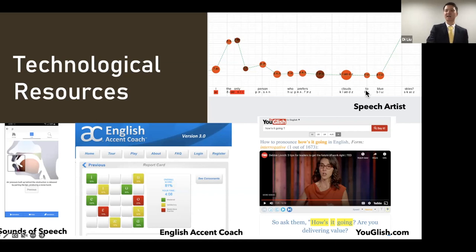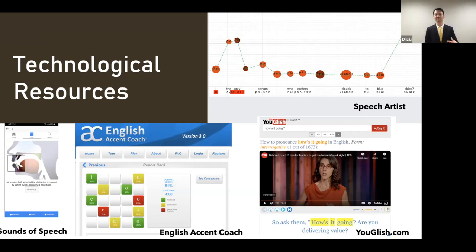And finally, last but not least, we are developing a software, which is going to be available soon, called Speech Artist, in which we put multiple phonological phenomena and pronunciation features together to visualize the speech stream.